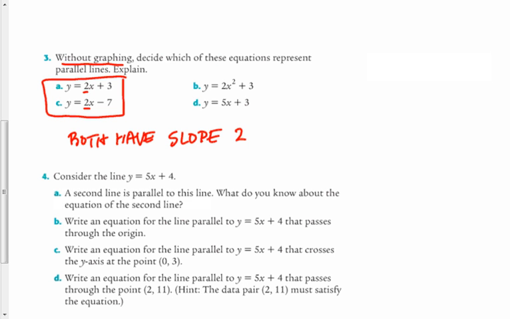All right, now we're going to do number 4. It says consider the line y equals 5x plus 4. A second line is parallel to this line. What do you know about the equation of the second line? Well, from what we just saw, if they have the same coefficient in the equation, that means they have the same slope, and that means they're parallel. So the second line that's parallel to this line has to have this coefficient 5.